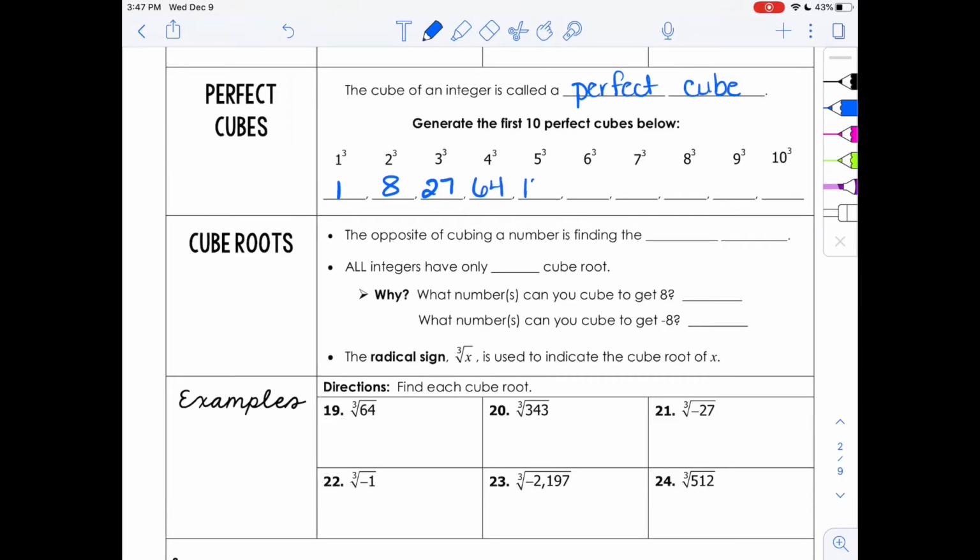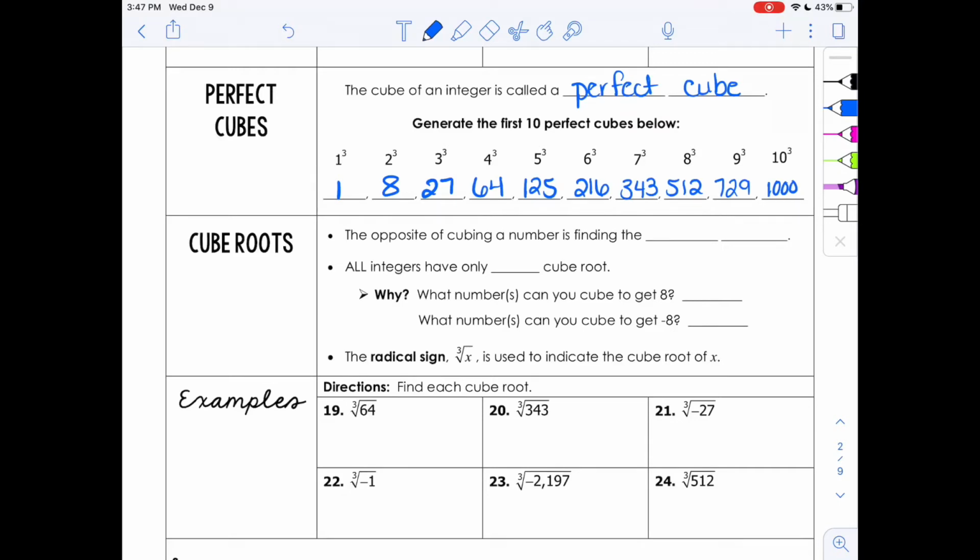5 cubed is 125. 6 cubed is 216. 7 cubed is 343. 8 cubed is 512. 9 cubed is 729. And 10 cubed is 1,000. So again, with the cubes, you want to have 1 through 10 memorized. Those are ones you are expected to know without a calculator.